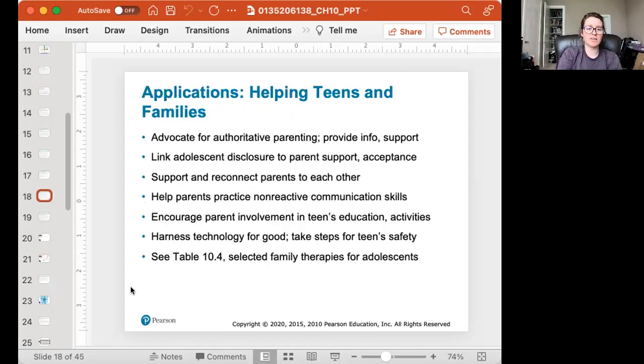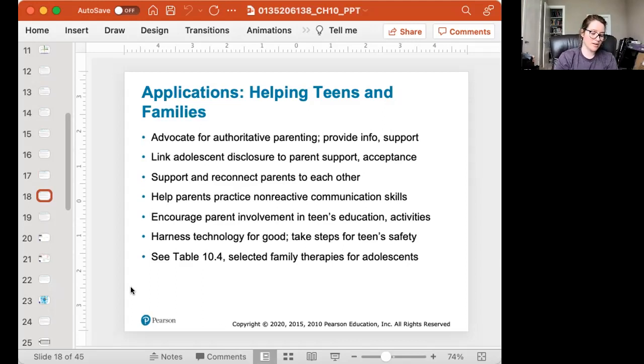Applications helping teens and families. So advocate for authoritative parenting, provide information, support. All have parents that bring the kid in, "fix my son, fix my daughter." We can't fix anything. We teach people how to help themselves to be healthier, right?